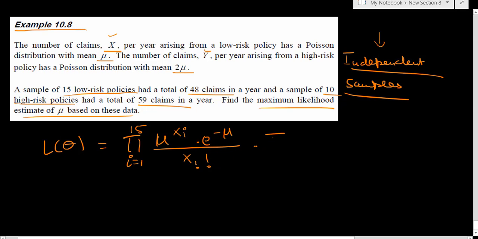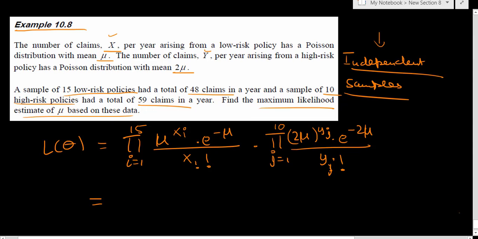For the y variable, it would be j going from 1 to 10. There were 10 policies here, and it would be 2 mu to the power of yj into e to the power of minus 2 mu over yj factorial. I'm sorry, j. So this is a j here. Okay. So now we simplify this.